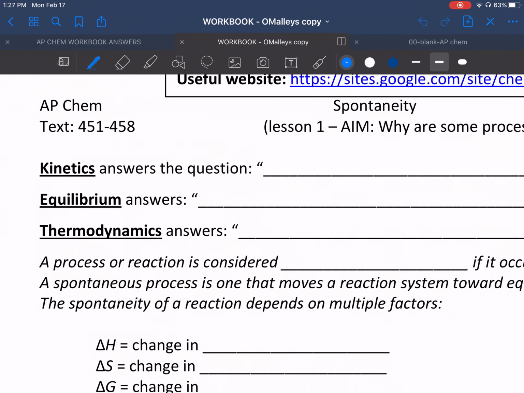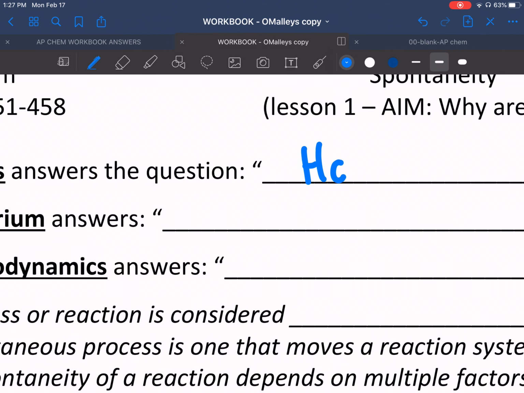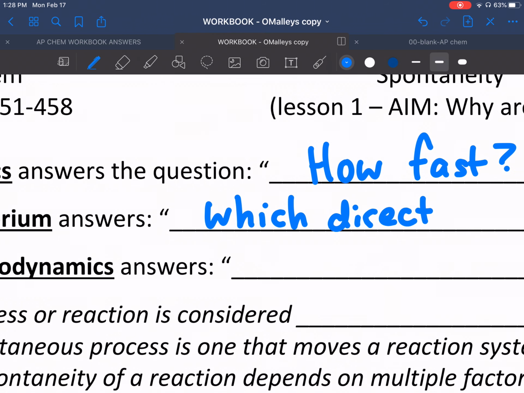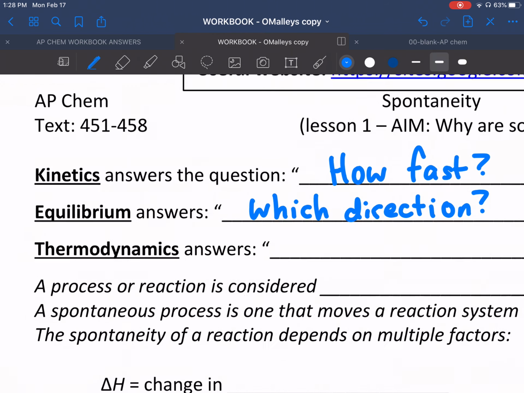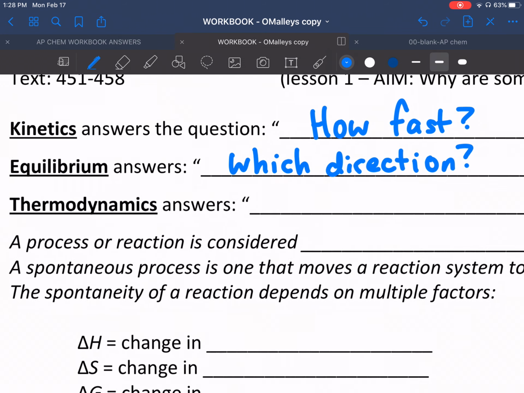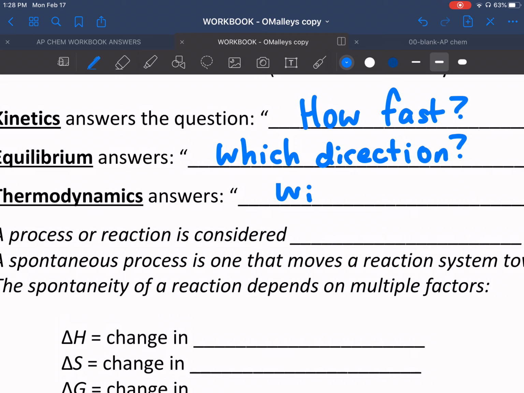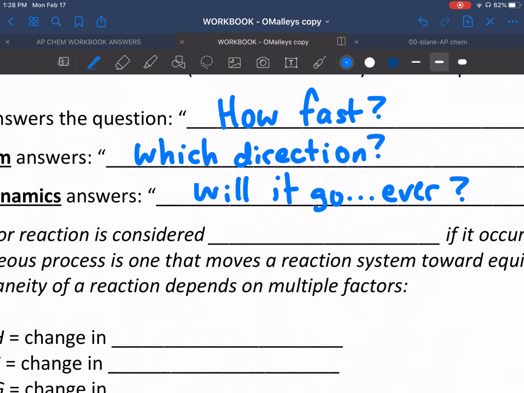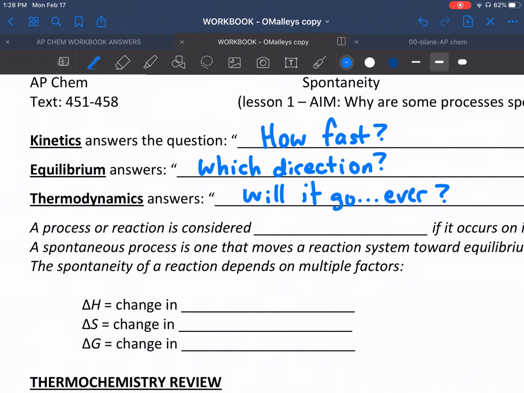So this is tied in with a couple of things we've talked about in the past. Kinetics is, remember, how fast something happens, as opposed to equilibrium, which is answering the question, which direction? And we're going to talk about both of these as we move into thermodynamics, which is simply the question, will it go? As in, ever. Are we ever going to see a chemical process happen? Not necessarily quickly, but will it occur at all?